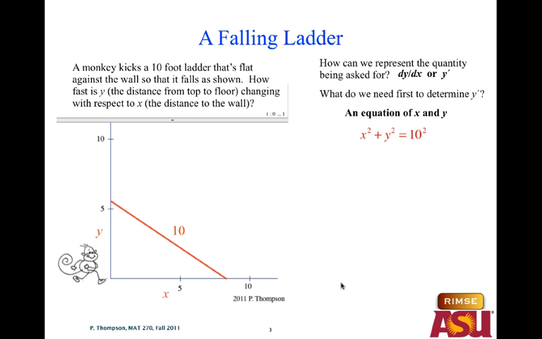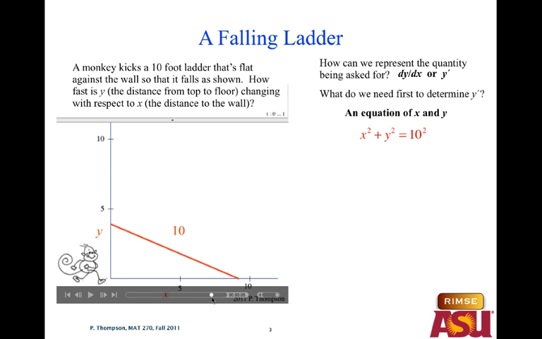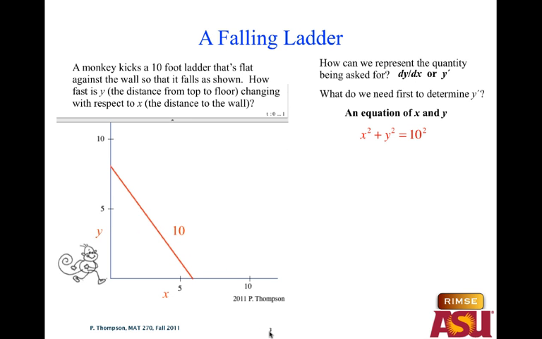The relationship between x, y, and 10, even as x and y change. As x and y change, that will always hold, for this triangle and for that triangle. No matter what x and y are, as they change together, this remains true: x squared plus y squared equals 10 squared. We have a whole family of triangles here as that ladder slides down. So how are we going to get dy/dx?